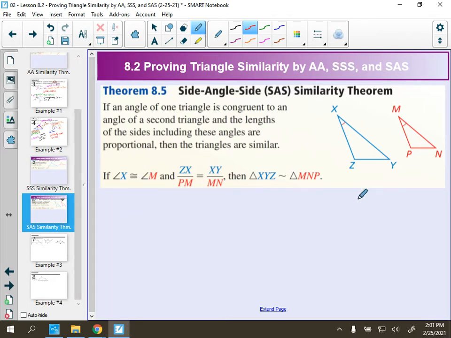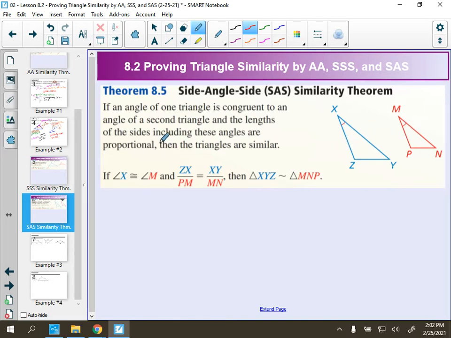Okay, so on my picture here, however we come to this information, angle X is exactly congruent to angle M. Great. But maybe that's all we're able to know. We don't know anything about these other two angles. I can't use the AA similarity theorem. However, if we come to the information that if I take ZX and put it over PM and XY and put it over MN, those ratios are the same, that's my SAS configuration that we saw with congruence.